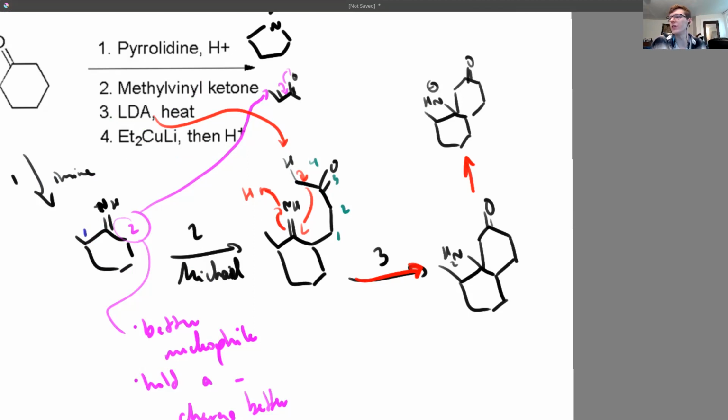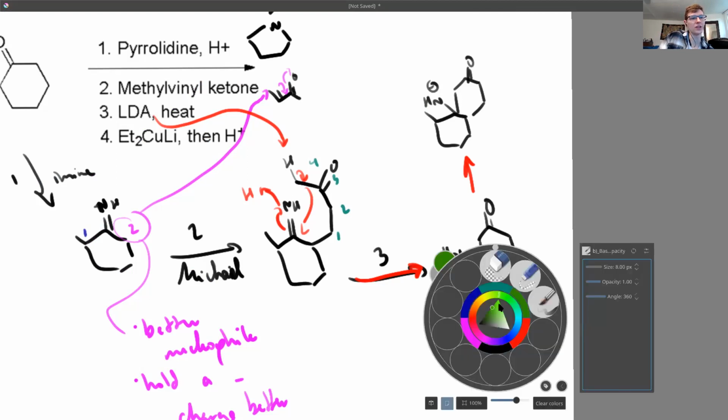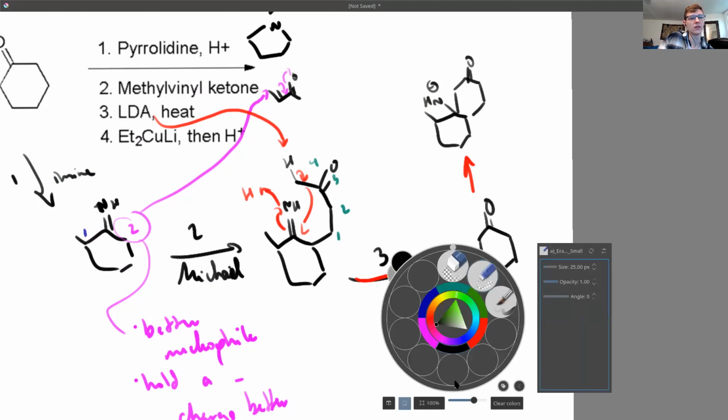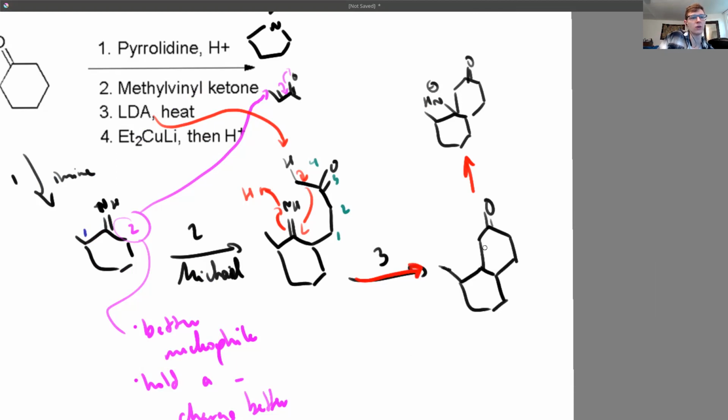I'm going to see what the solutions say we should do. Yeah, I'm looking back at old notes and problems, and I don't ever see LDA and heat in one step. All I ever used it for was simply to pull off a proton and make the enolate. So it's LDA and heat because what it will do is pull this off and form a double bond. Oh, which we could do.